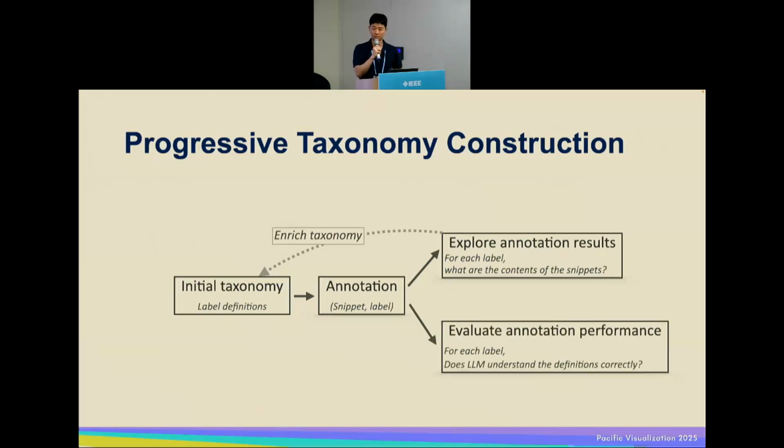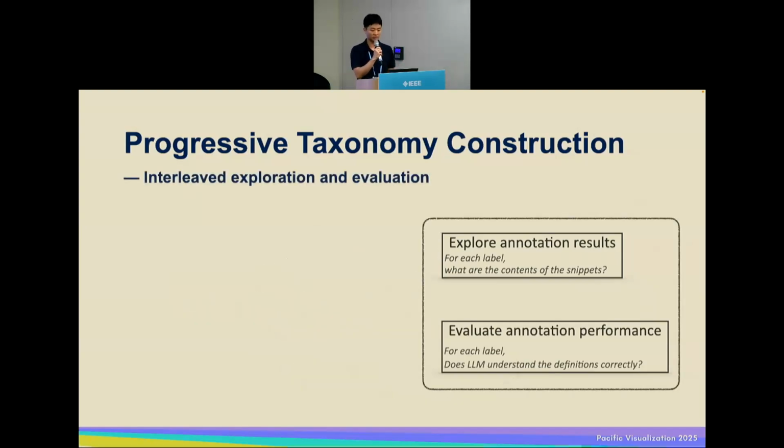At the same time, you also evaluate the annotation performance, in which you answer this question for each of the labels: does the LLM understand your definition correctly? And again, after the evaluation, you'll go back and refine the taxonomy and you repeat. So you'll notice that we have an interleaved exploration and evaluation going on over here. Naturally, it becomes very beneficial and critical to support this exploration and evaluation using the same visualization at the same place.